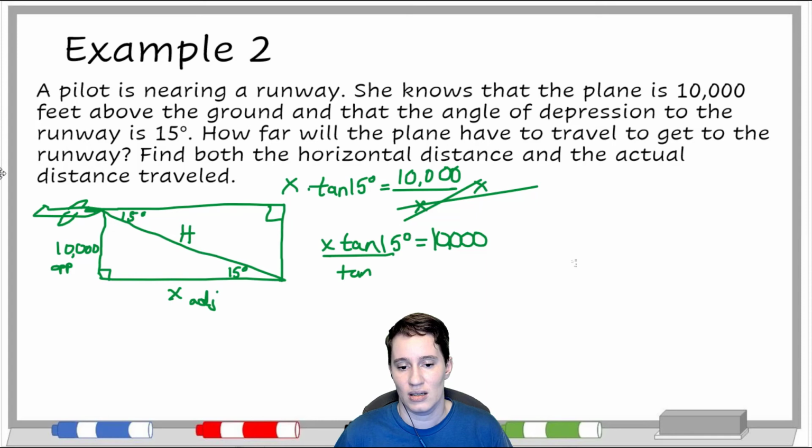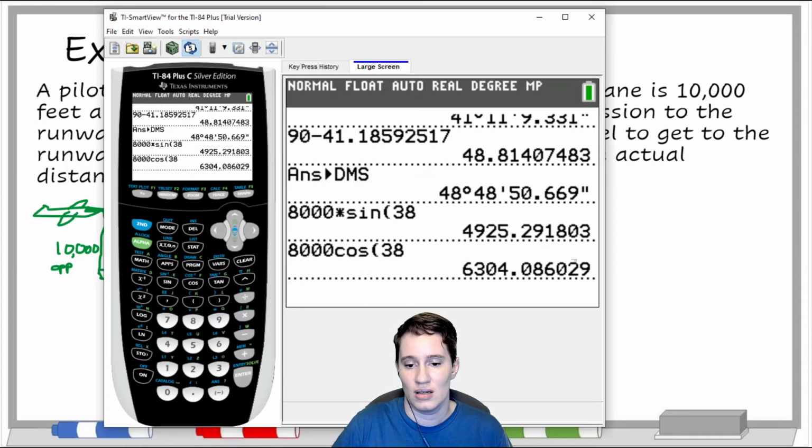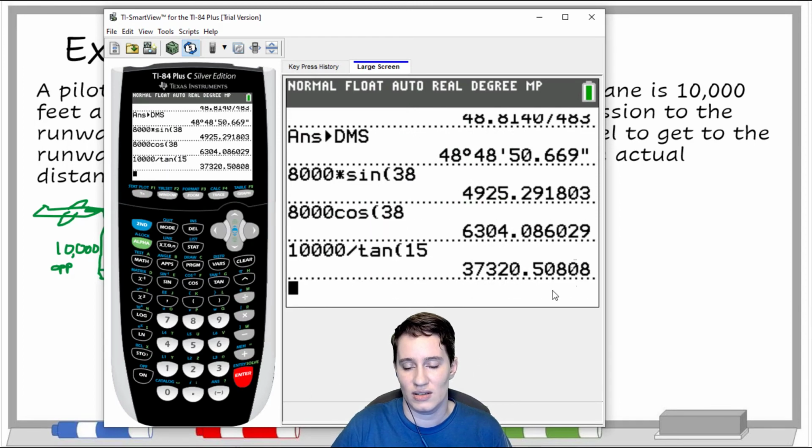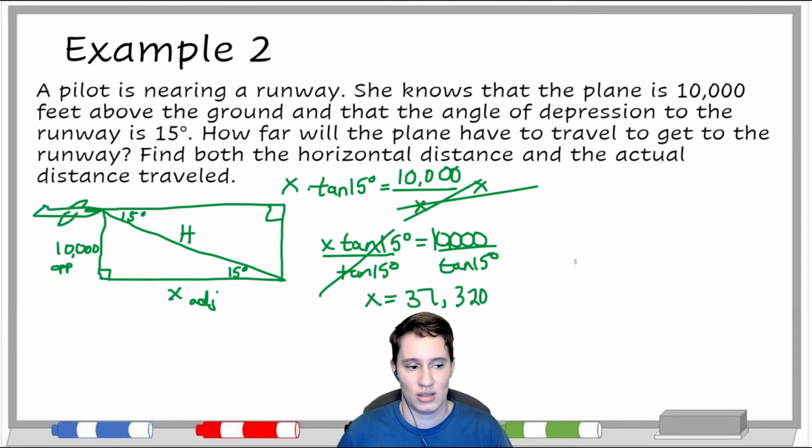So tan 15, x equals 10,000 divided by tangent of 15, which is 37,320.5. Sounds good. 37,320.5 feet. And I'll write a sentence at the end here and just keep on calculating for now.